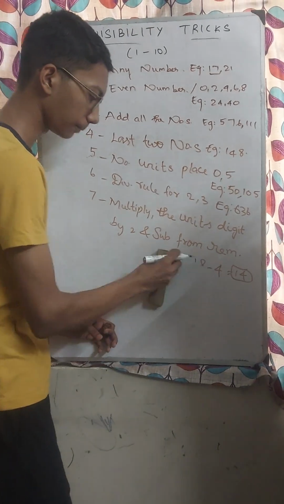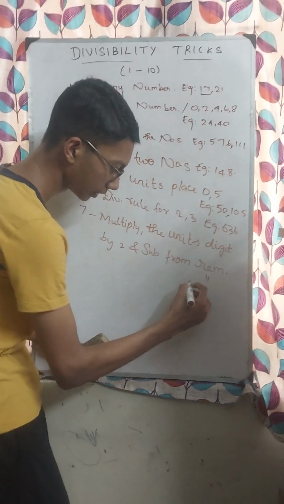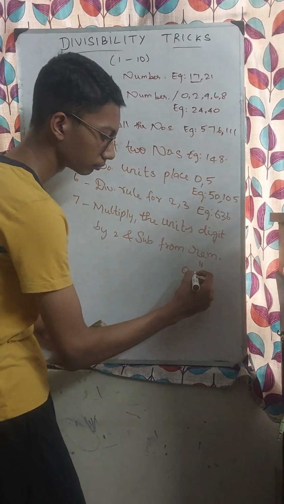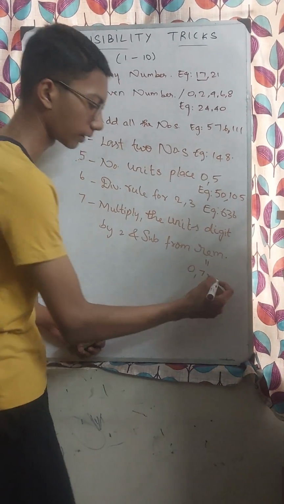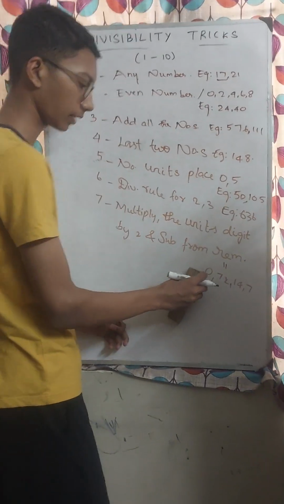So this is an example. But the result of this can be either 0 or a multiple of 7, like 14, 7, something like that. This is the divisibility rule for 7.